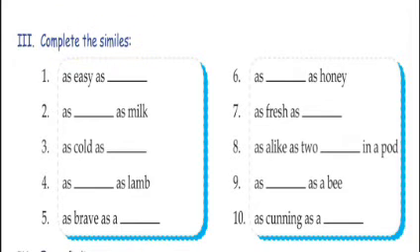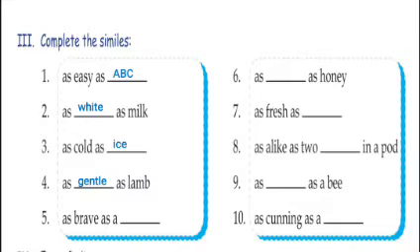Number 1, as easy as ABC. As dash as milk, so milk is white, so as white as milk. As cold as, which is cold, that is ice. As dash as lamb, now lamb is considered as very gentle, so as gentle as lamb.